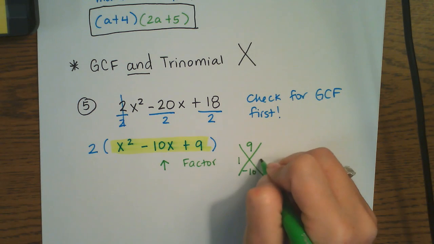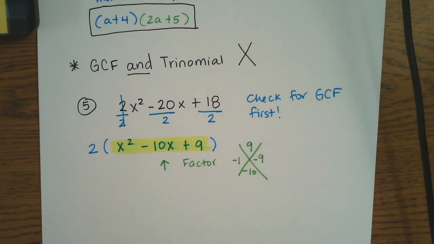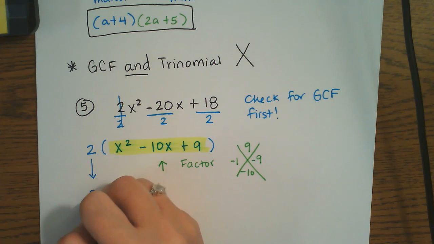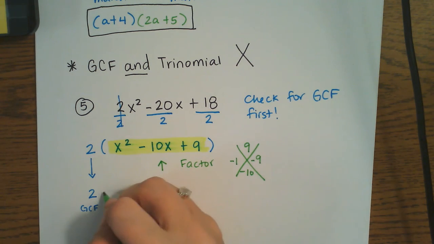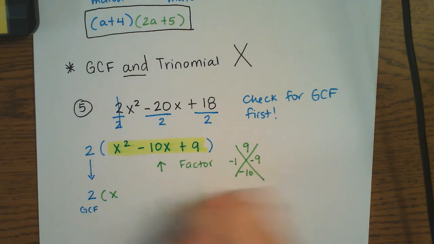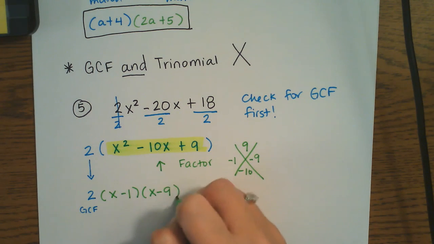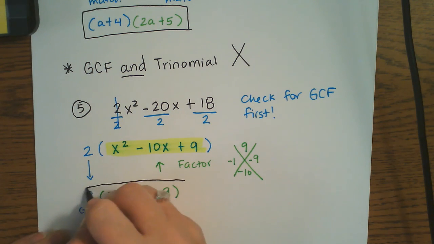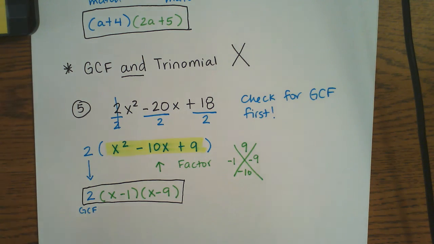9 is 1 times 9, but to make that -10, they're both going to be negative. So this 2 is still part of my answer. It comes in the front. This was our GCF, so you still want to have it. But I'm also going to have parentheses x minus 1 and parentheses x minus 9. So that would be my final answer. All right, thanks guys. I hope this has been helpful.